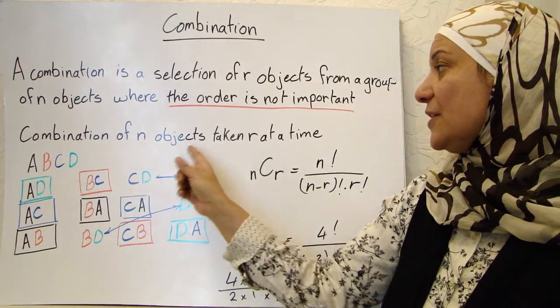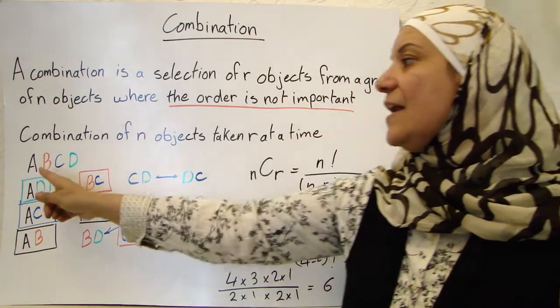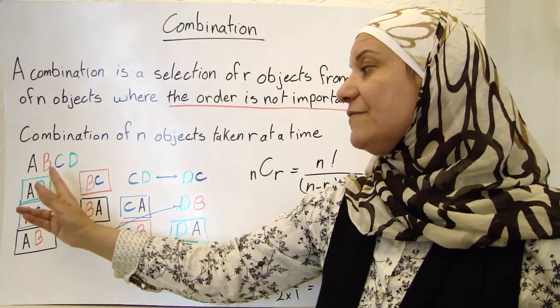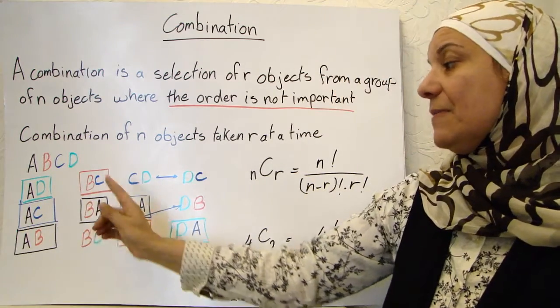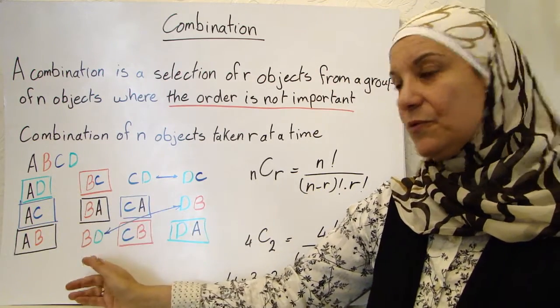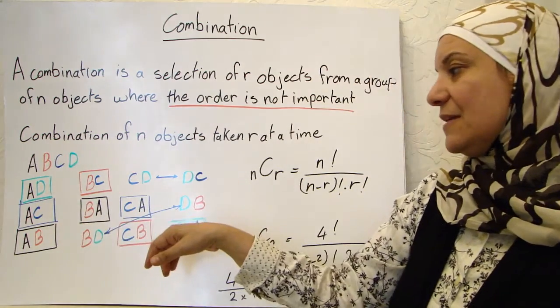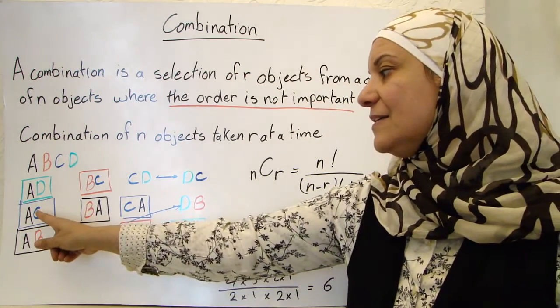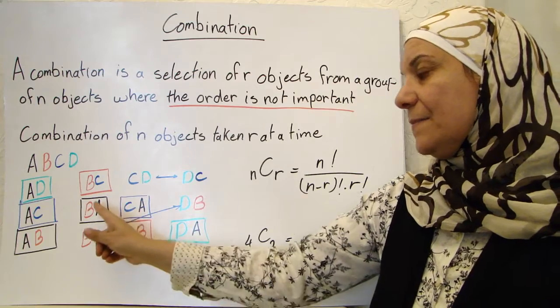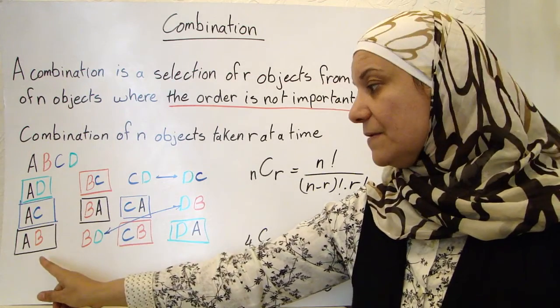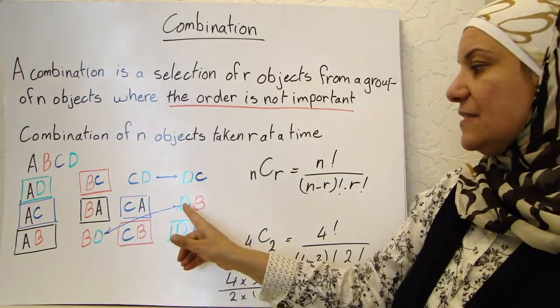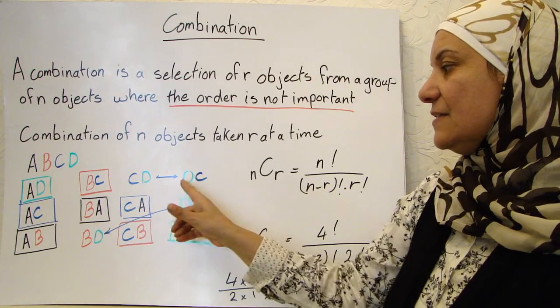Combination of N objects taken R at a time. A, B, C, D, I still want to have only two of them at a time. But remember, this time order is not important. So AD is the same as DA. AC is the same as CA. BA is the same as AB. BD is the same as DB. And the same, CD is DC.